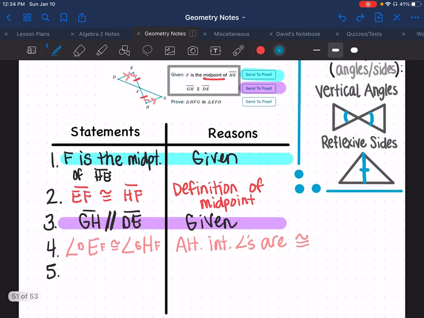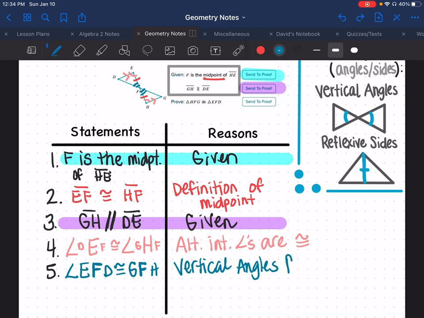And I'm going to say this angle F, which I'm going to call EFD, is congruent to this angle F, which I'm going to call GFH. And I'm going to say vertical angles property. And now I'm ready for my very last send to proof. Now I'm going to go ahead and click my last send to proof. Remember, it's only going to send this part. You've got to come up with the reason.